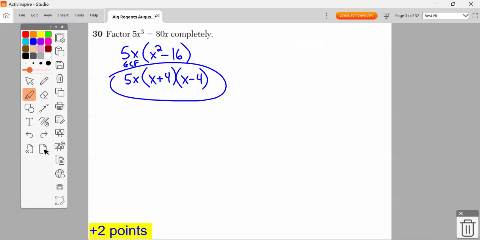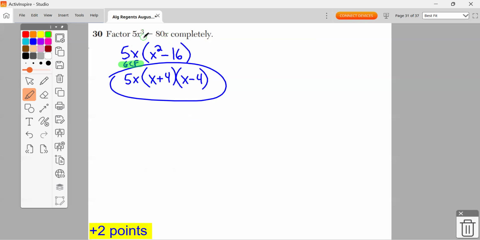In question number 30, factor this completely. Well, there's no C value. Since there's no C value, I can't do reverse FOIL how it is right now. Since there's no C value, what I want to do is factor out the greatest common factor. I want to look and see what number goes in evenly to 5 and 80. Well, the number that goes in evenly to 5 and 80 is 5. So 5 goes outside the parentheses.